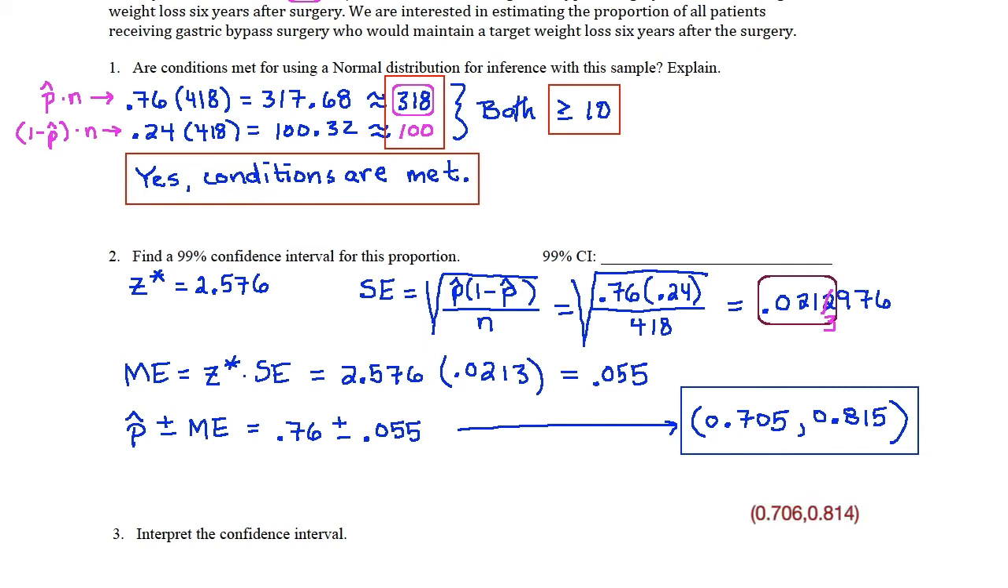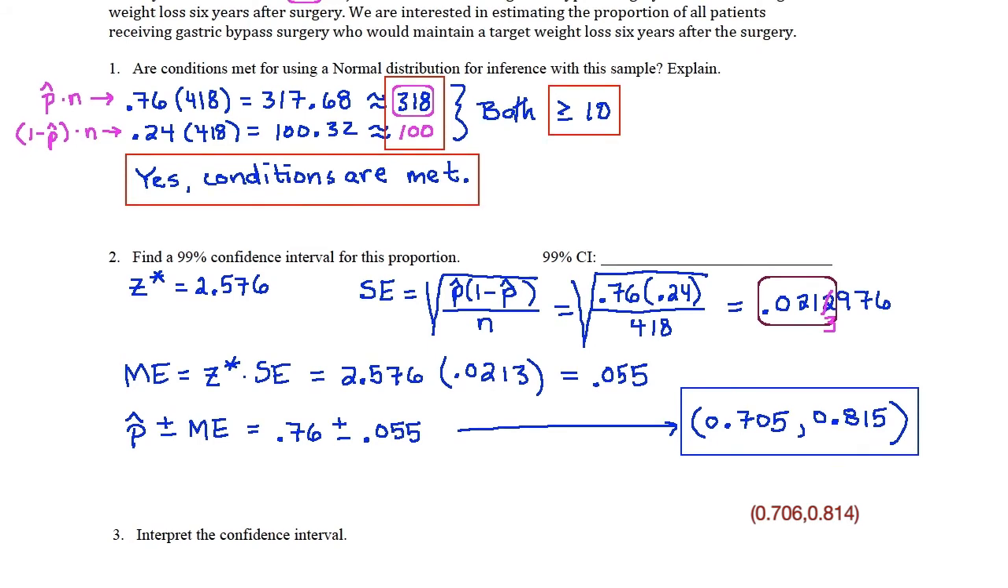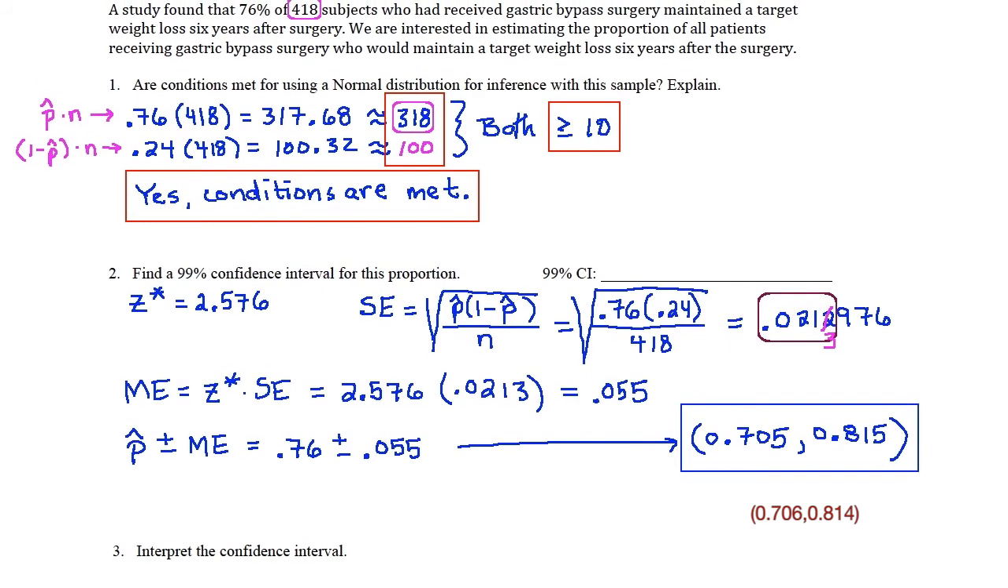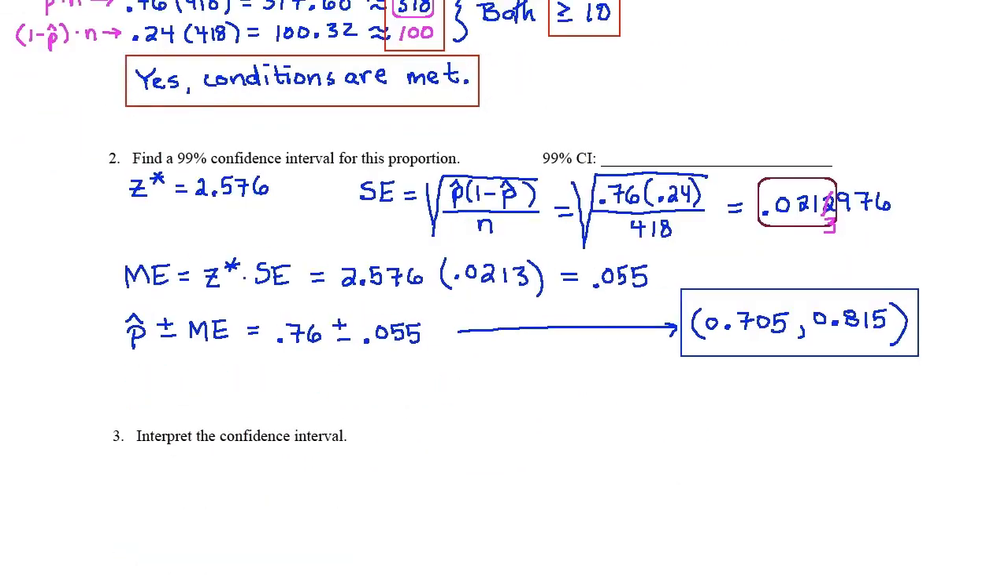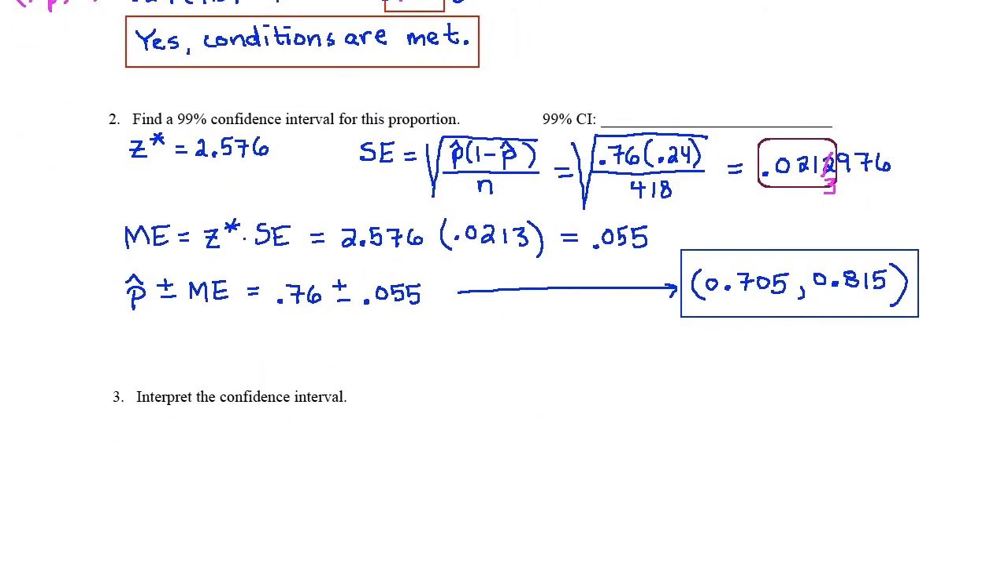Now to interpret the confidence interval, I have to think about the context. So we're talking about the proportion of subjects of all those who received gastric bypass surgery, the proportion who maintained a target weight loss 6 years after surgery. So we know that that proportion is in this interval, meaning it's between these two values. We want to now say that in context.